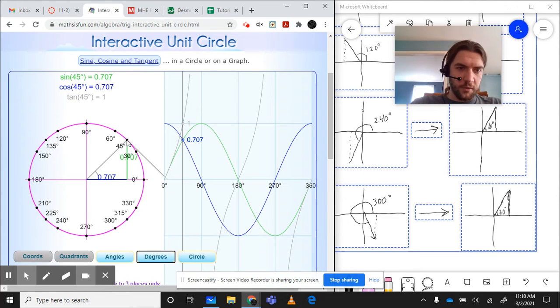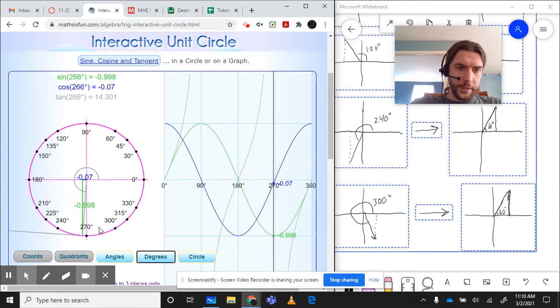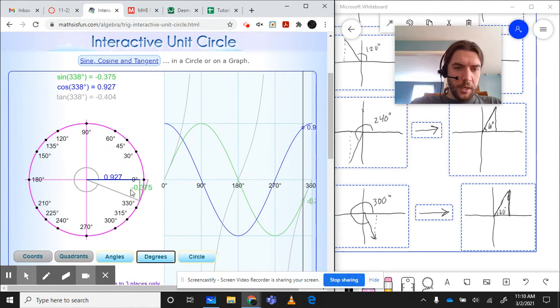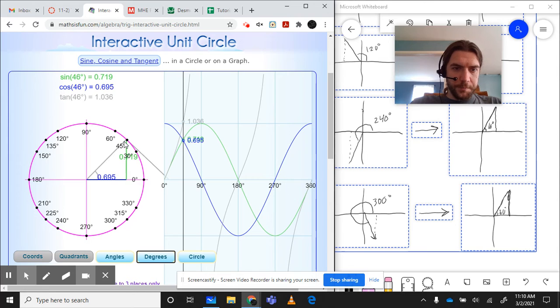This is specifically a circle with a radius of 1. So this gray line is always a distance of 1. The hypotenuse is always 1. When you have the hypotenuse being 1, think about what that means for your trig ratios.